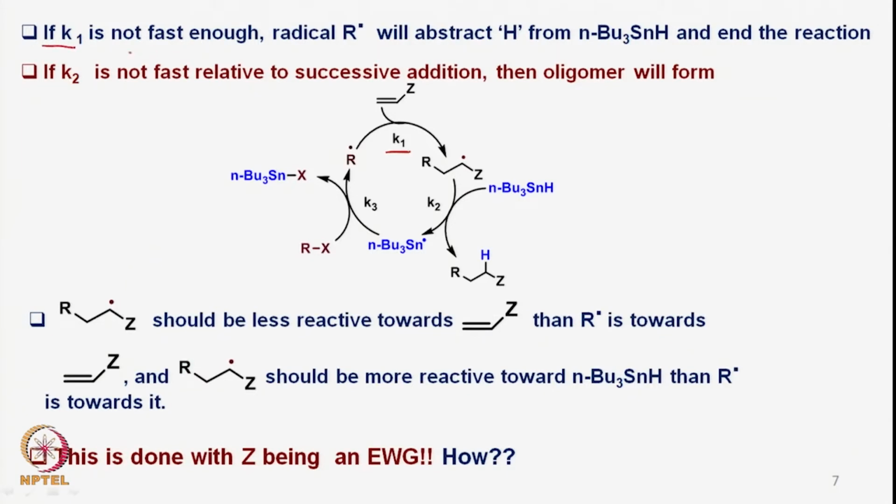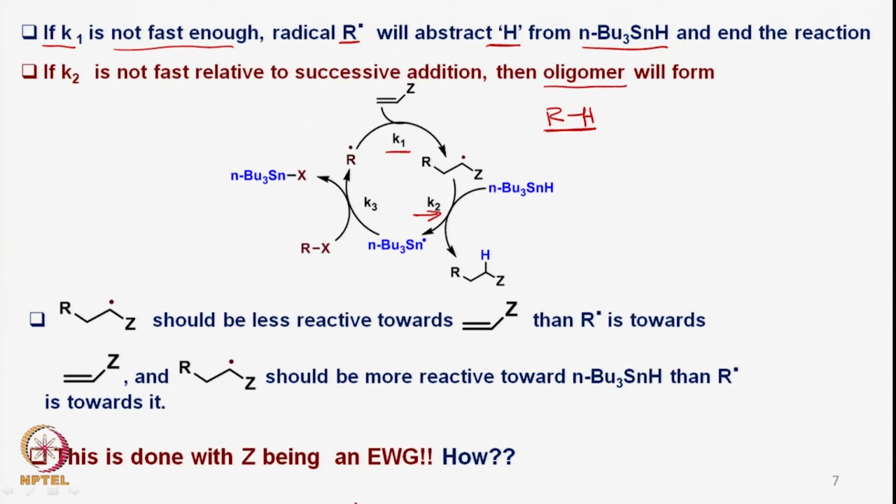In this respect, what has been found is that if K1, which is shown again here, is not fast enough, then R dot obviously will abstract the hydrogen from tributyltin hydride and the reaction will end in the reduction, and this is the product that is going to form. But if K2 is not fast relative to successive addition, so if this particular rate here is not fast enough, then this radical will not get quenched, but it will react further and then oligomer or polymer will form.